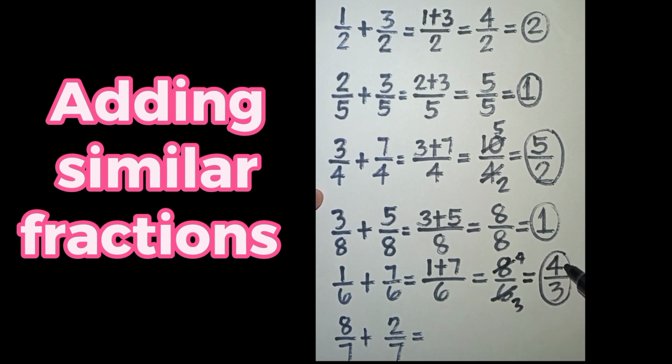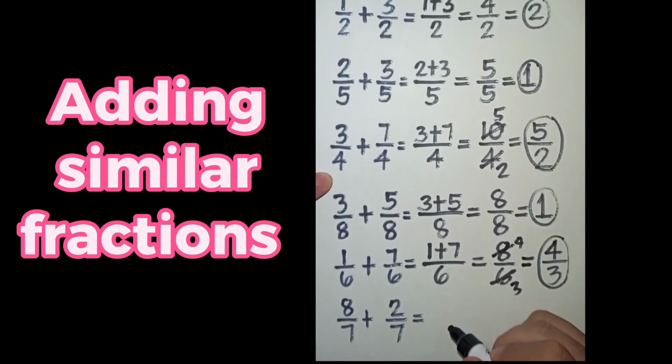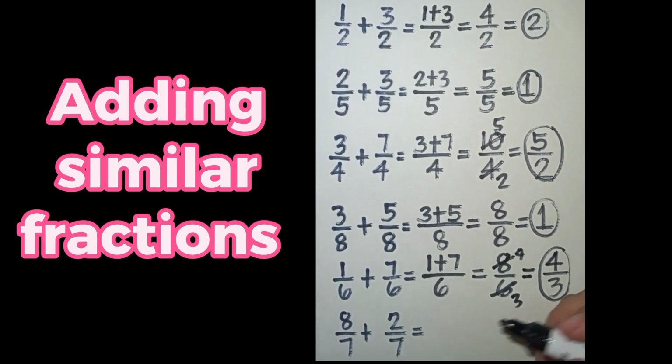So 1 sixth plus 7 sixths, that is equal to 4 thirds. Now we come up with the last example.